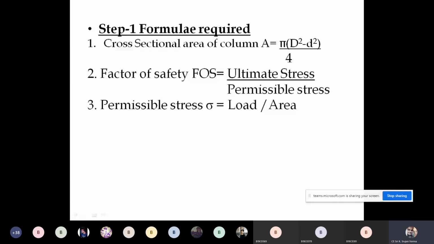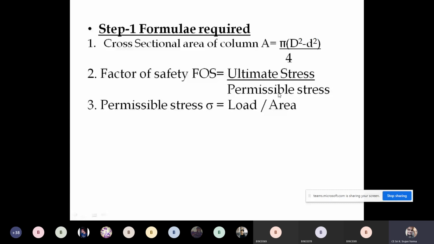How many formulas do we need here? Cross sectional area, factor of safety, and permissible stress. Permissible stress, or simply I can call that stress, is load divided by area. Ultimate stress divided by permissible stress is factor of safety. So we need cross sectional area also.